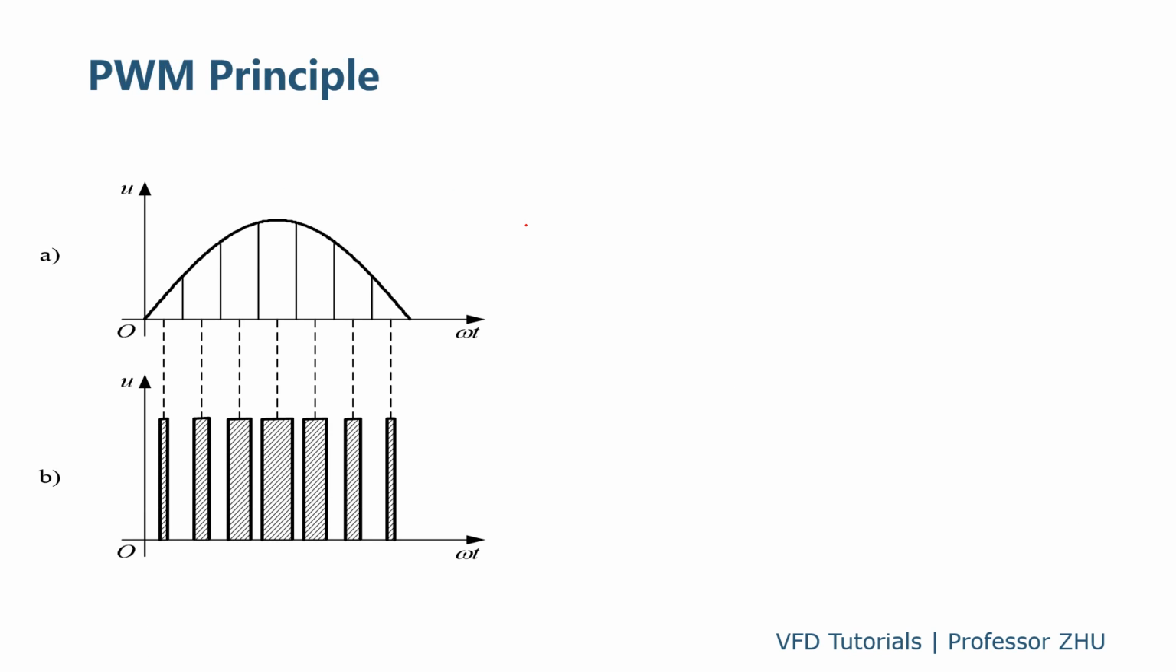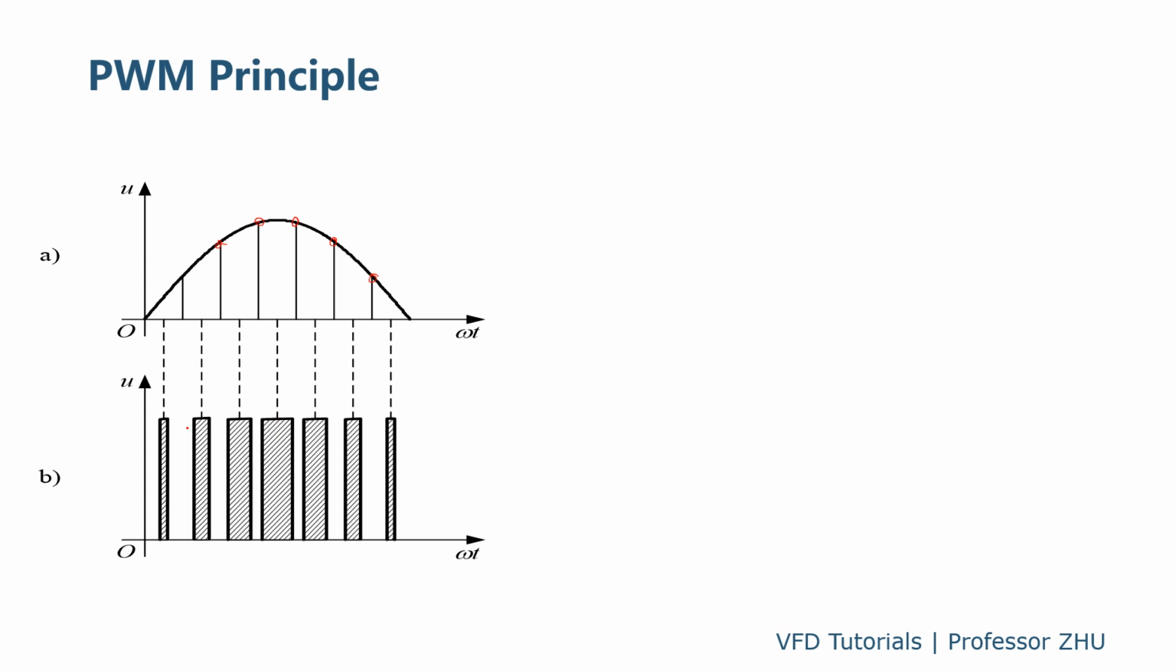And here's the PWM principle. For example, this is a half cycle of a sinusoidal, and at different points you have different values of the voltage. But for the inverter, because we convert the AC to DC, the DC voltage is fixed. So how can we get identical AC voltage with a fixed DC voltage? Here comes the PWM principle.